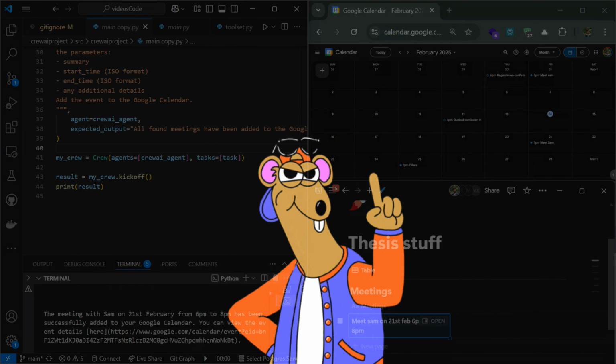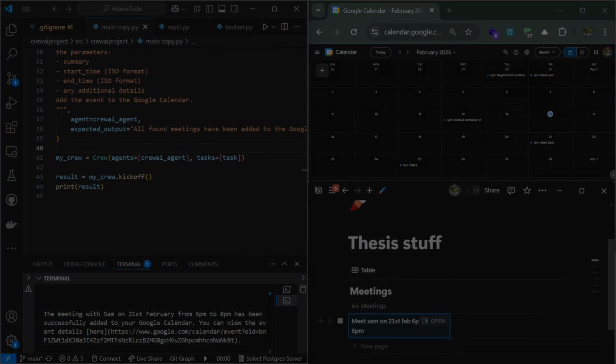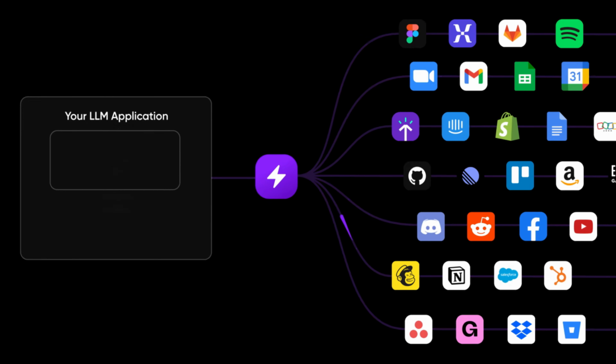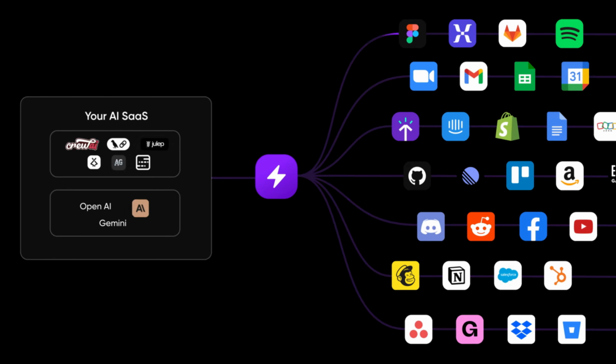And here's the kicker. It doesn't have to stop at Notion or Google. Want to connect to GitHub, YouTube, Jira, or some obscure tool your team swears by? Done. With AI agents, you can integrate just about anything.